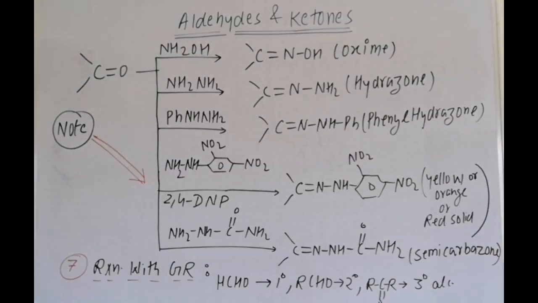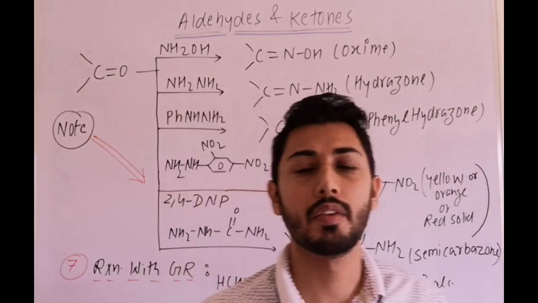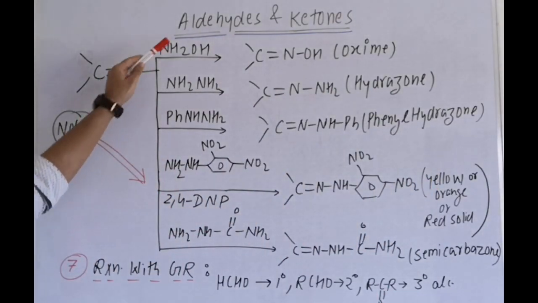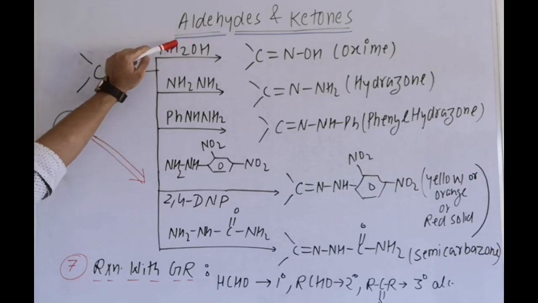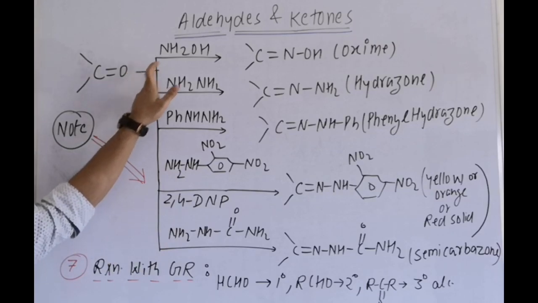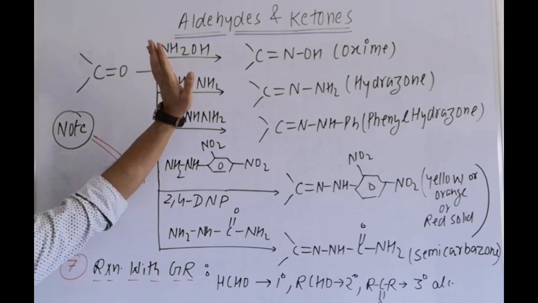Now here in ammonia derivatives, this table is given in NCERT also. So starting with the first reaction, carbonyl compound with hydroxylamine, NH2OH. What is the final reaction? We remove H2O, this oxygen and this hydrogen. That is the way to remember.